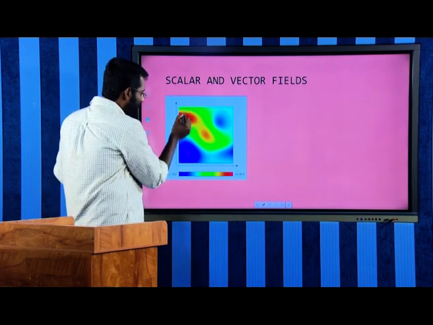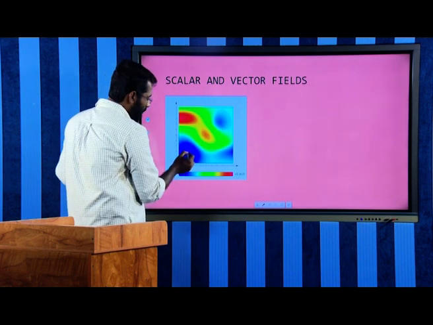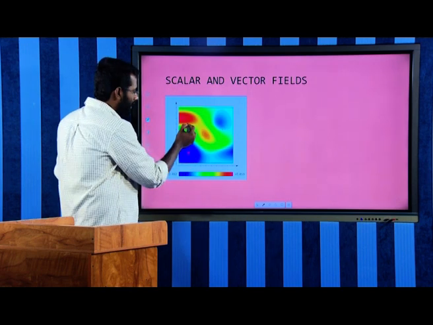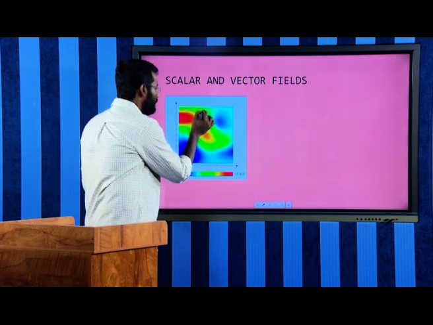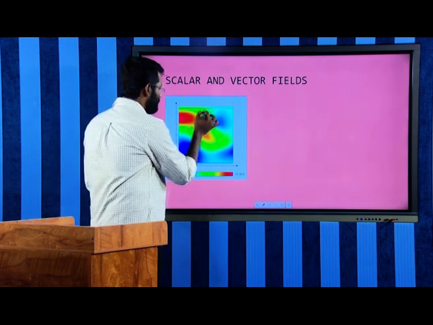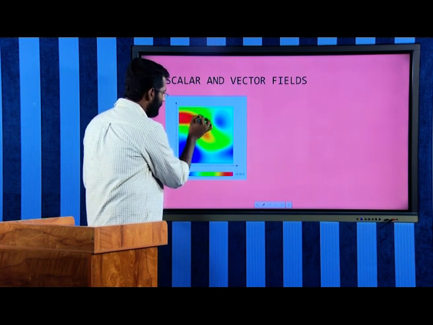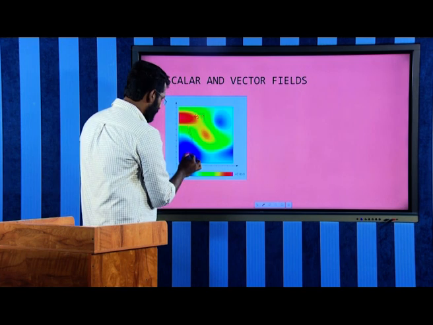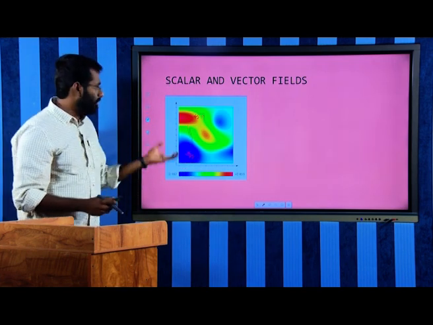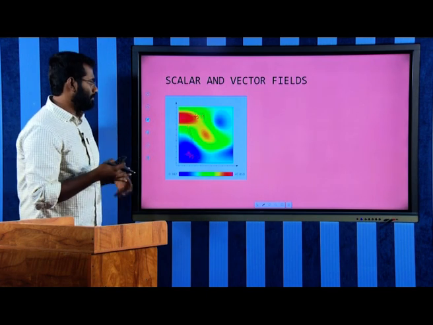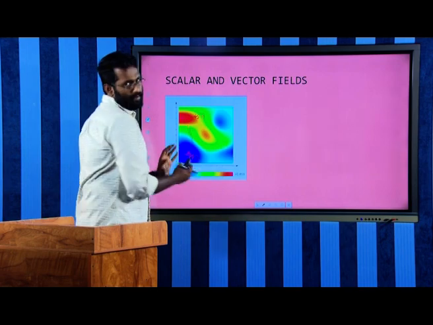That means at this point it has maximum value, and at this point or this point it has a minimum value, and it is varying. So the quantity is varying. Instead of putting each value at each point, I can put some value here, some plus 0.459, and I can write a value minus 382 here. So instead of writing that, we can use color coding or color grading or false coloring or something like that to show the scalar field.